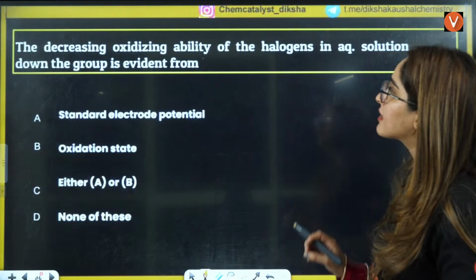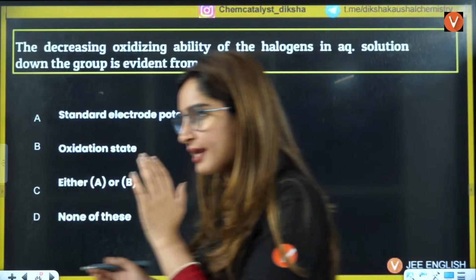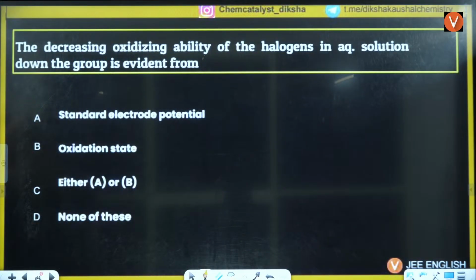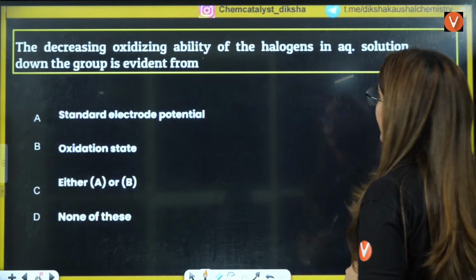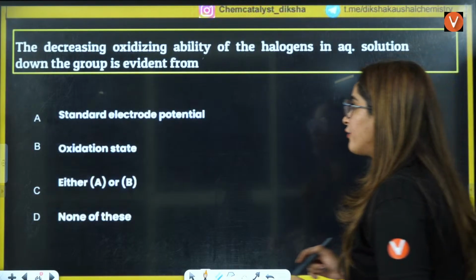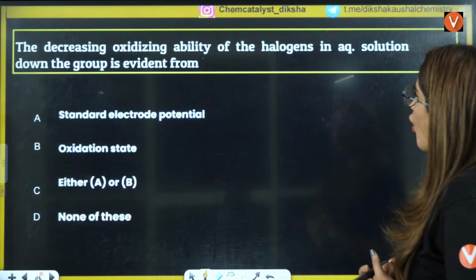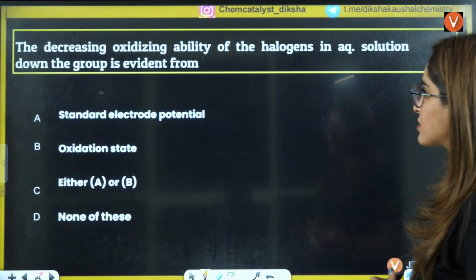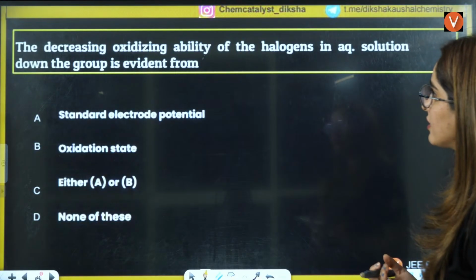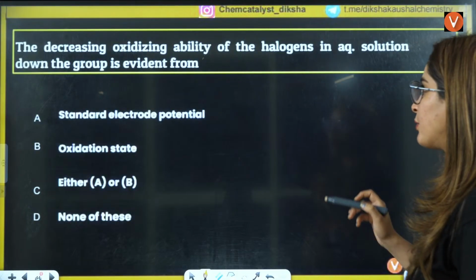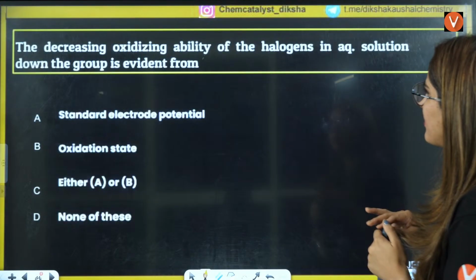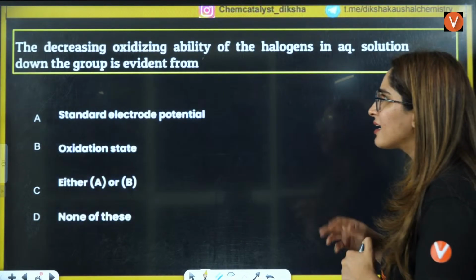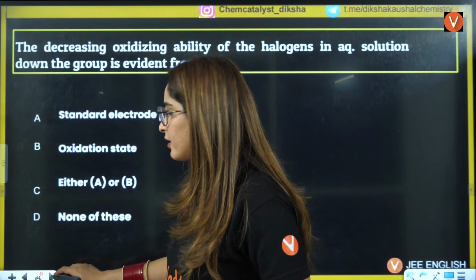Next is the decreasing oxidizing ability. Let us see the next question, everybody. The decreasing oxidizing ability of halogens in aqueous solution down the group is evident from which of the following? When you go down the group, fluorine, chlorine, bromine, iodine, the oxidizing ability of halogens decreases. That is represented by the standard reduction electrode potential, right?